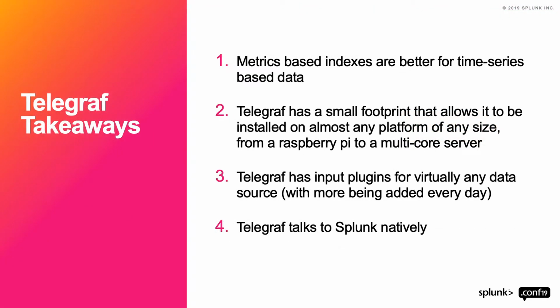So, correctly, we went to metrics indexes because they're just better for the system, for the data that we're trying to collect. Telegraf has a super small footprint that gives us a lot of different options for deploying. TiVo, as you may know, has a lot of embedded devices in lots of homes. We don't necessarily use Telegraf on our set-top boxes, but they do have a binary that could potentially run on those if we wanted to use that to collect data. It's a very small footprint system.